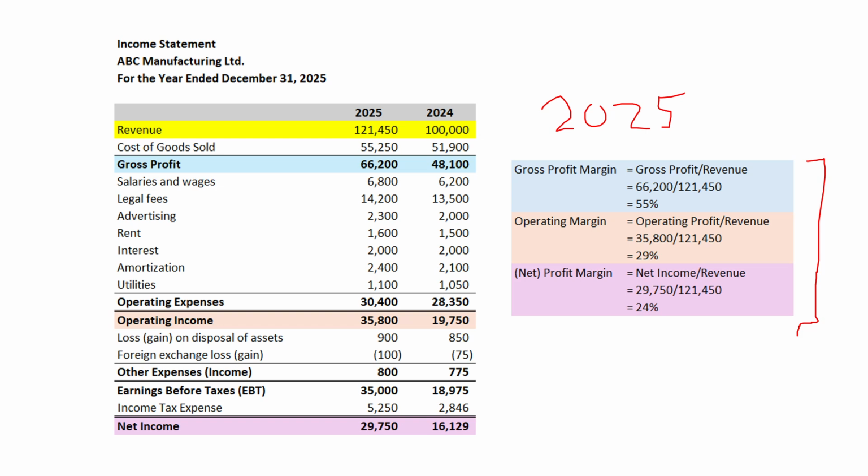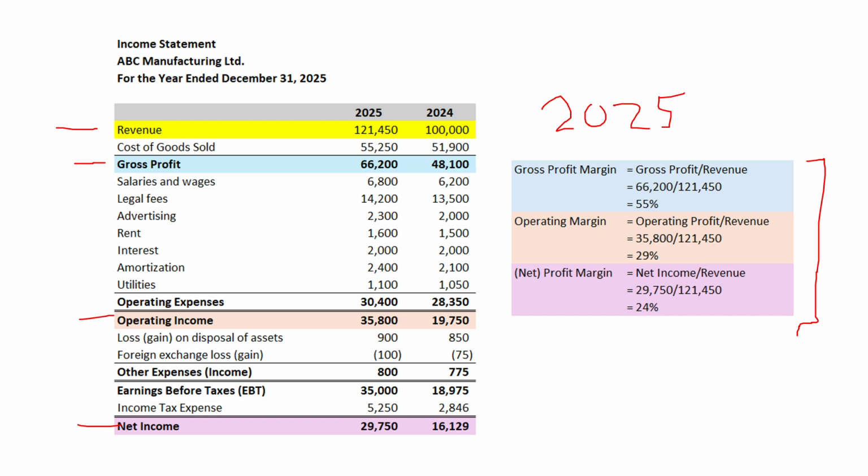So it's color coded, but everything is based off of revenues highlighted at the top. So everything is going to be divided by revenues. You're going to notice in the formulas here, gross profit margin is gross profit divided by revenues. Operating margin is operating income or operating profit divided by revenues. And then profit margin or net profit margin is net income divided by revenues.